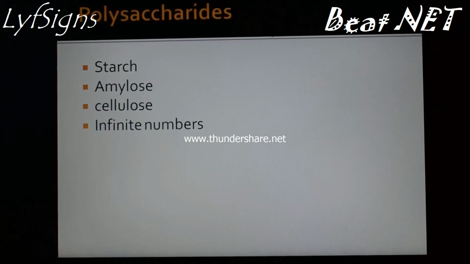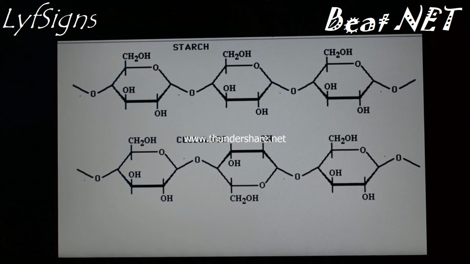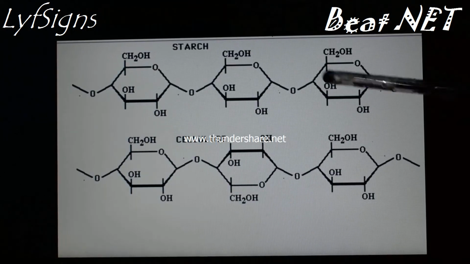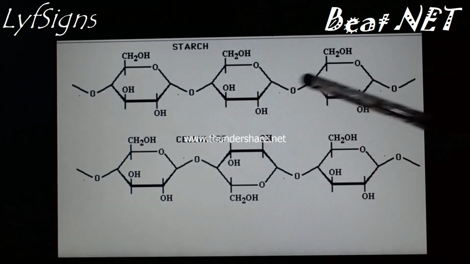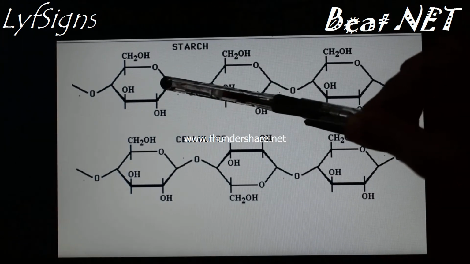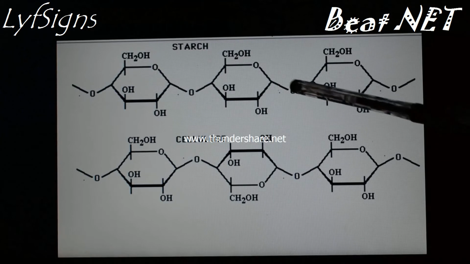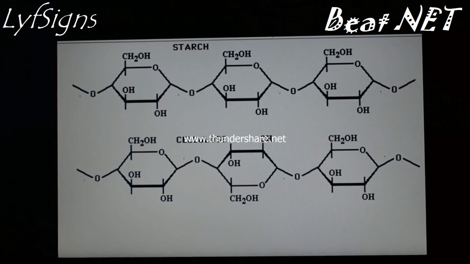Next category is polysaccharides. They have an infinite number of monosaccharide units connected by glycosidic linkages. The common natural examples are starch, amylose, cellulose, etc. Here you can see this is starch. These are glucose molecules connected by alpha 1,4 glycosidic linkage.